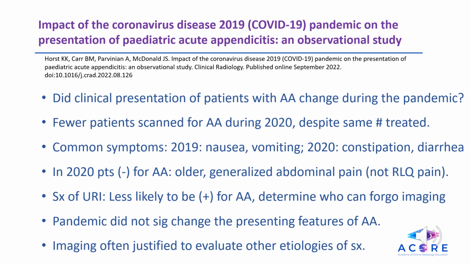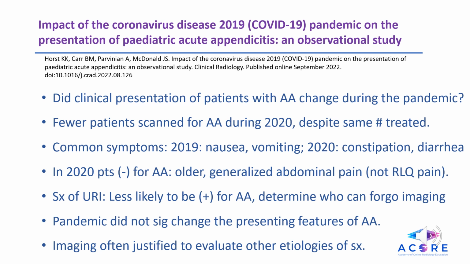Patients positive for acute appendicitis in 2019 were most likely to have nausea and vomiting versus diarrhea and constipation in 2020. During the pandemic, patients who were negative for acute appendicitis tended to be older and have more generalized nonspecific abdominal pain versus the right lower quadrant pain in the positive group. This same distinction was true for the pandemic versus pre-pandemic groups. Patients with symptoms of upper respiratory infection and abdominal pain were also less likely to have acute appendicitis.